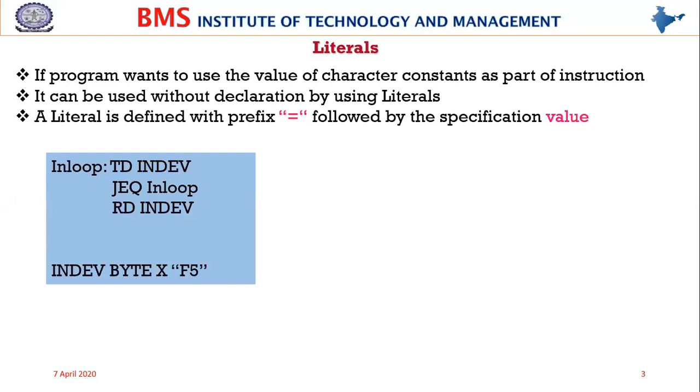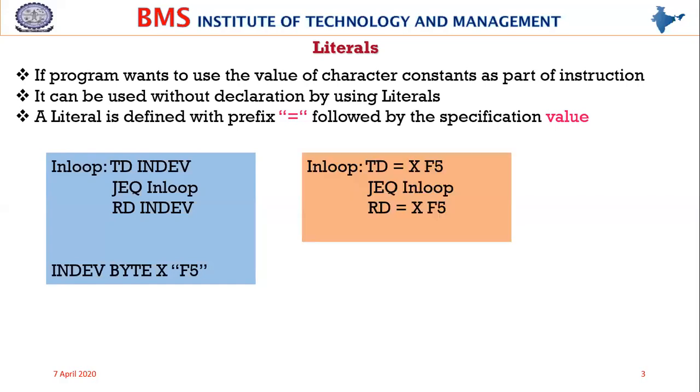See an example. Test device, in device. We'll see with literal and without literal how the difference happens. We have TD in device, JEQ in loop. This pattern we have used many times. If it is not equal, then we're going to be reading the input device. And for that, in device is uniquely identified by the hexadecimal constant F5, which has been declared somewhere later. You can see that there is a declaration of input device with the value F5.